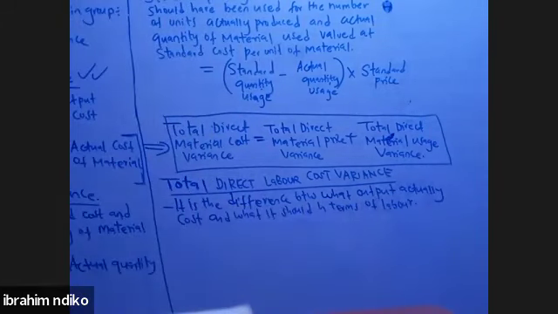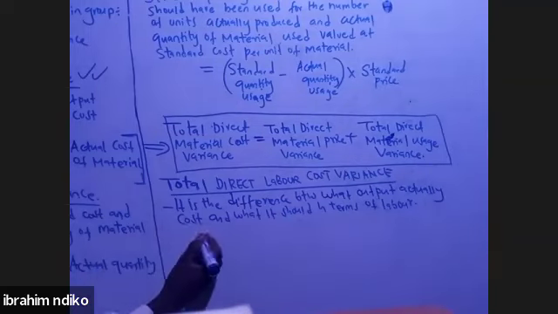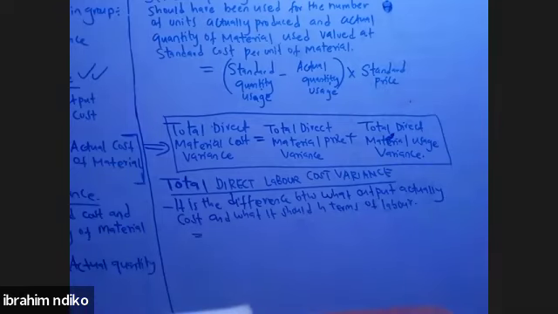So the difference between what it should have cost and what it actually costs, but in terms of what? The keyword is the word "labor". So this is the formula for total direct labor cost variance: standard labor cost per unit.